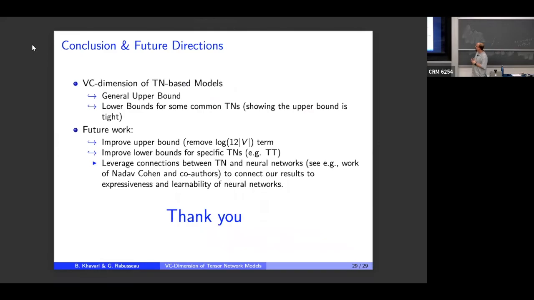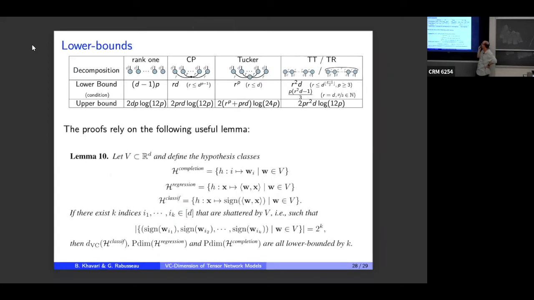And so to conclude, we have the general upper bound for the VC dimension, and a lower bound for some common tensor networks, showing that the upper bound is tight. In the future work, there is to try to improve the upper bound. Can we remove this log term? It's not that important. No, I mean, it's an interesting question, but I'm not sure we can do it. We would need to use a different technique. And improve the lower bound for specific tensor networks, in particular for a tensor train. I'm quite convinced that we can get a lower bound of the order P r squared D in the generic case, not with this restriction, but we didn't pursue this that much yet.